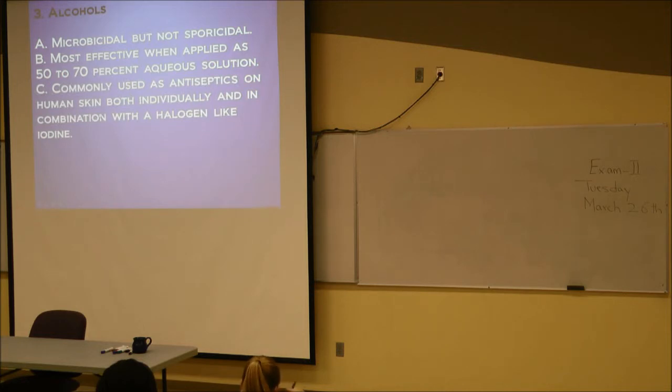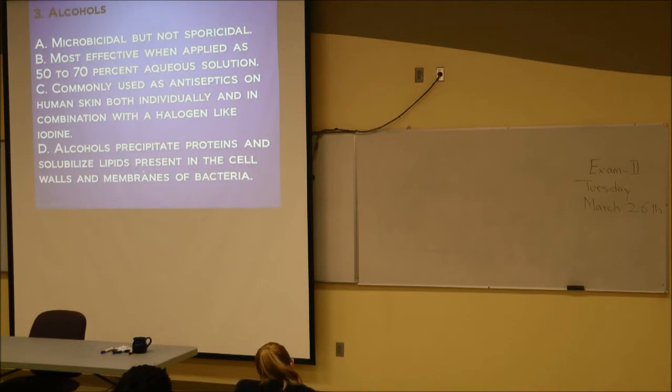Or you can combine it with a halogen. Halogen such as iodine. One of the best antiseptics available over the counter is tincture of iodine. Tincture of iodine. That brown amber bottle, alcohol mixture, the one that we use in our lab today. Okay. Mode of action. If you remember Gram stain, what does it do? Precipitate proteins and solubilize lipids.